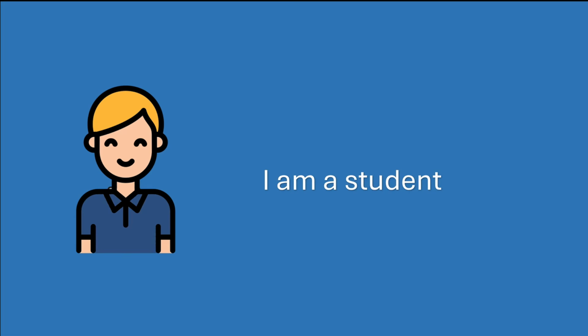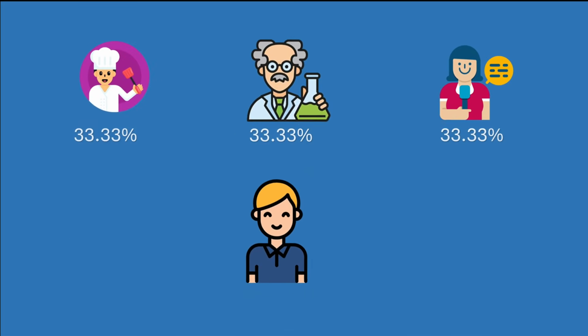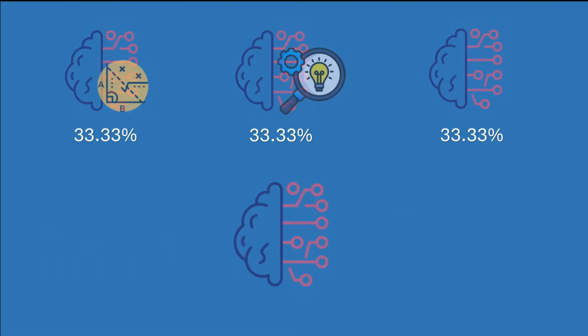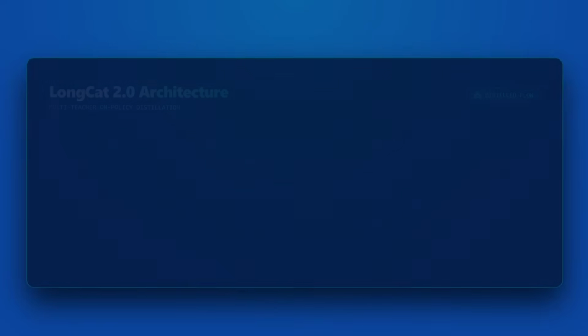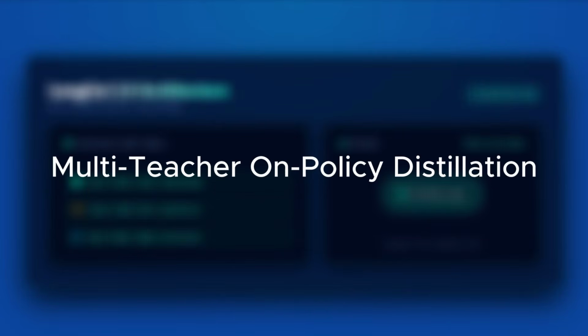Alright, building one person into a master chef, a brilliant scientist, and a welcoming host sounds great, but forcing someone to master everything usually leaves them average at all three. Traditional models run into this exact same trap when they try to do it all. LongCat 2.0 avoids this bottleneck with an approach called multi-teacher on-policy distillation.